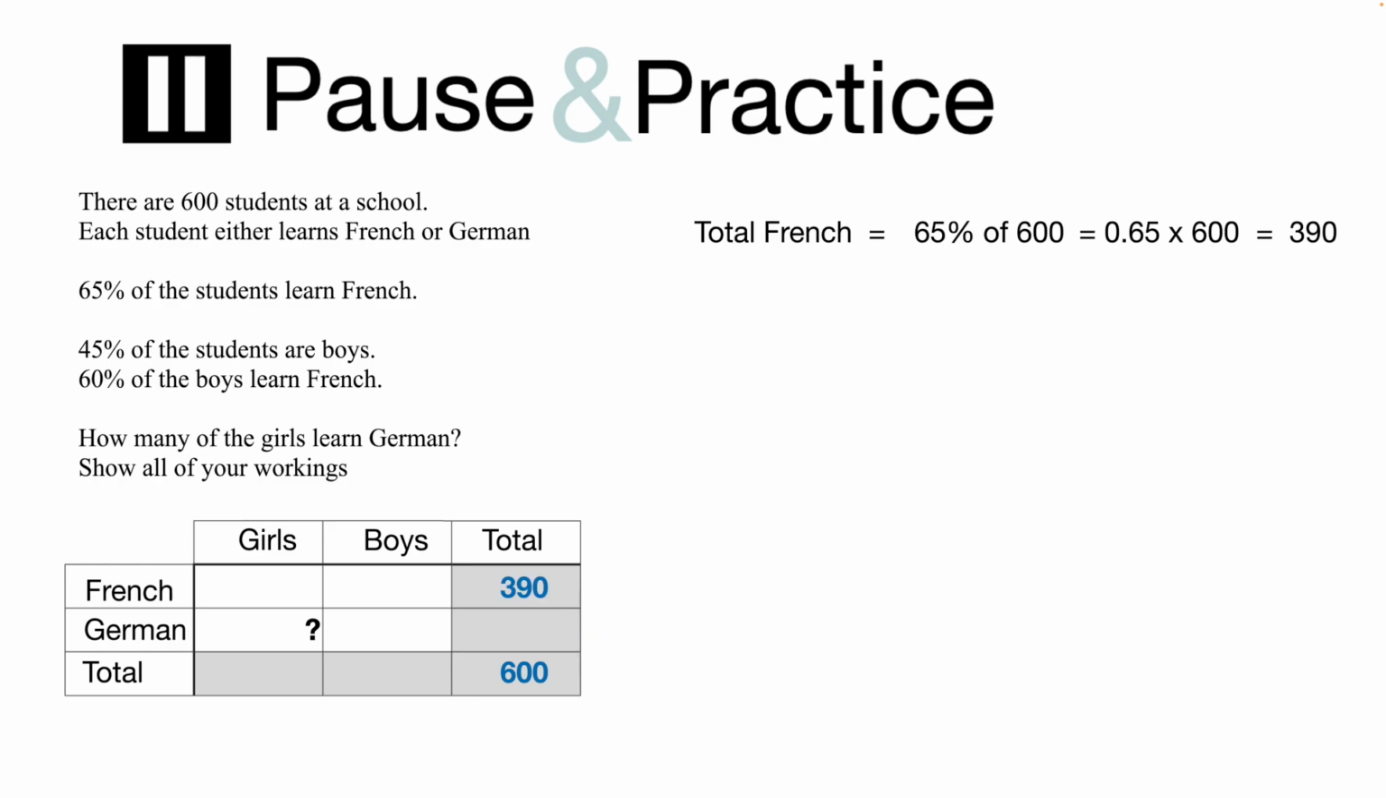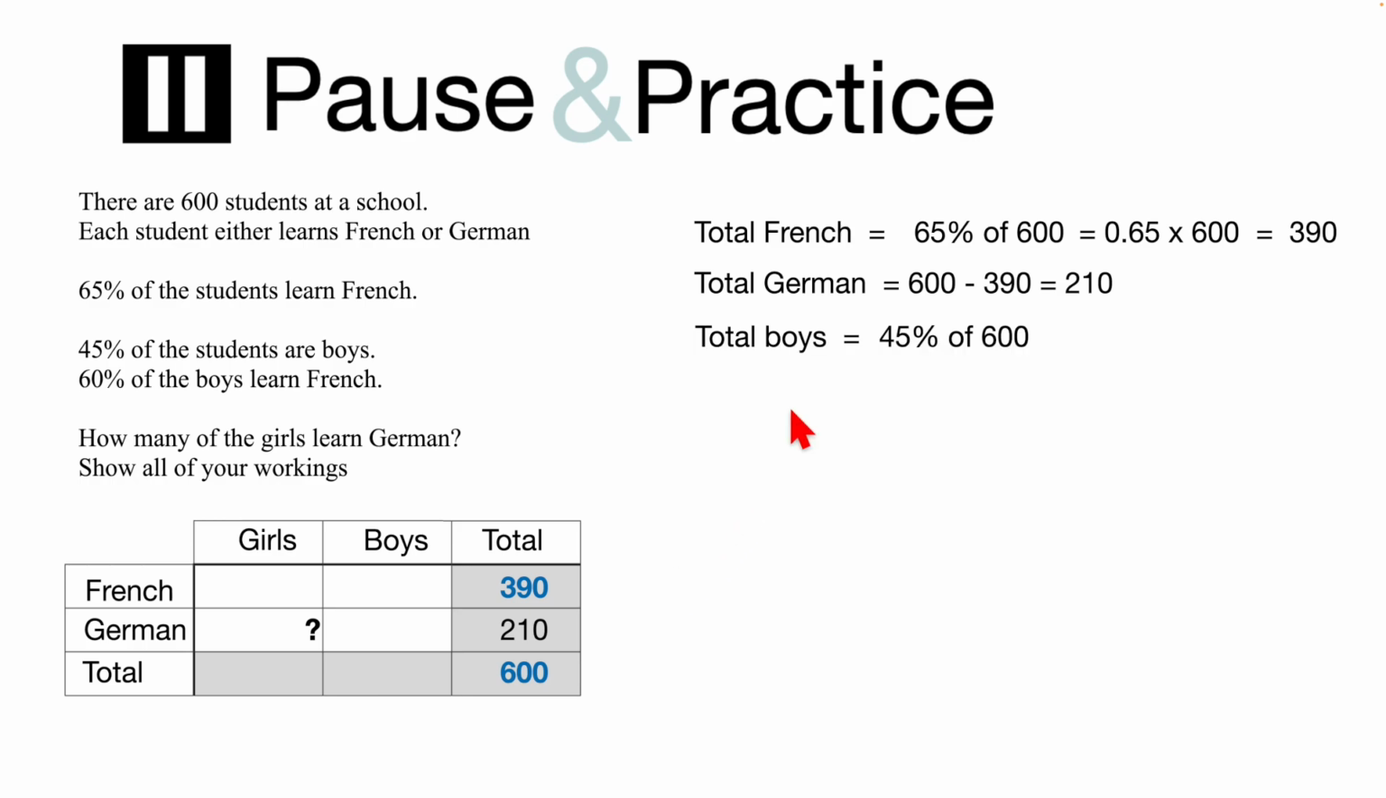So we can put that in here. And we can find this now because the total doing German is the total 600 minus 390, 210. 45% of the students are boys. Right, this is the total for the column for boys. This is the total number of boys. So that is total boys, 45% of 600, 0.45 times 600, 270. So that's 270.